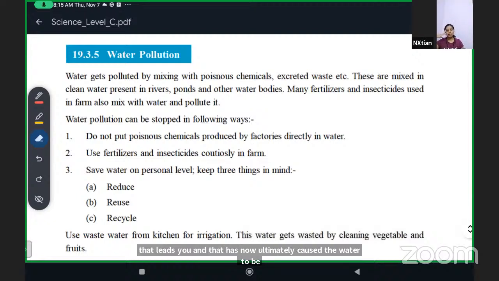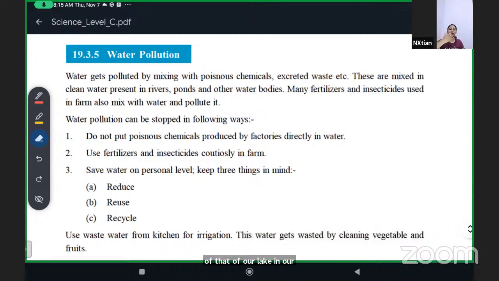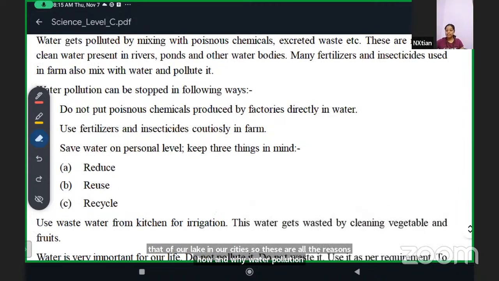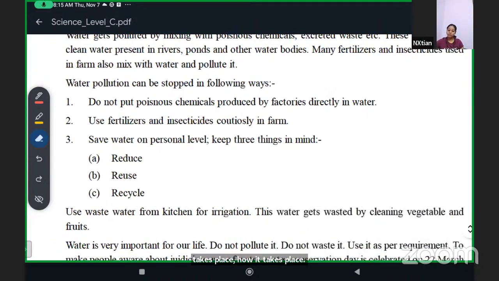Of our lakes in our cities. So these are all the reasons how and why water pollution takes place. So now, what can we do to stop water pollution? Okay, there are some ways mentioned.